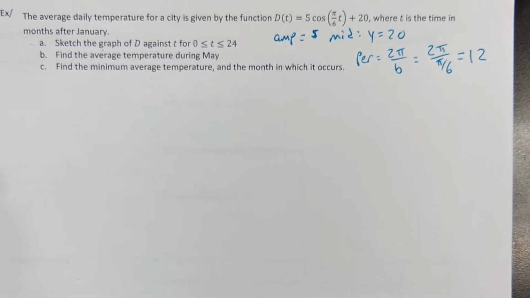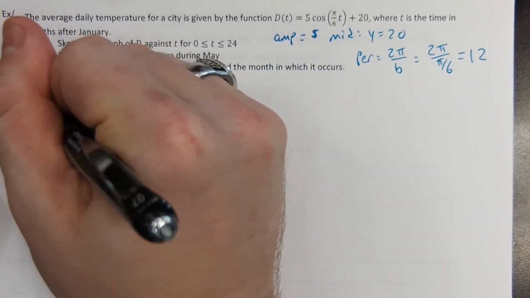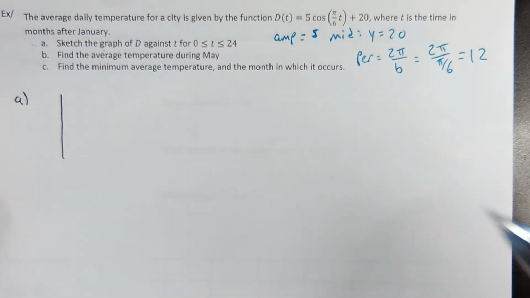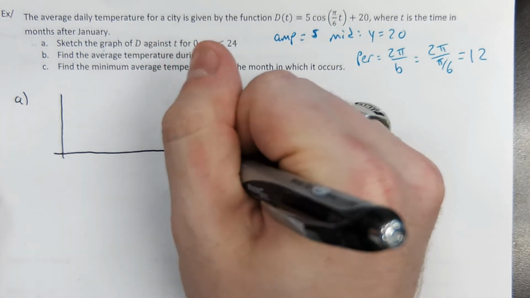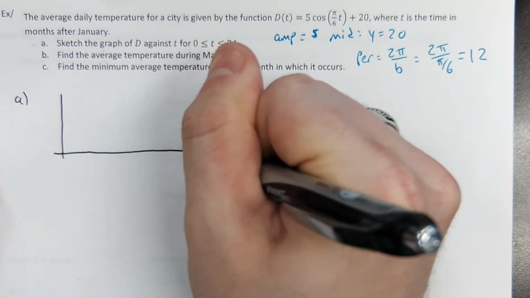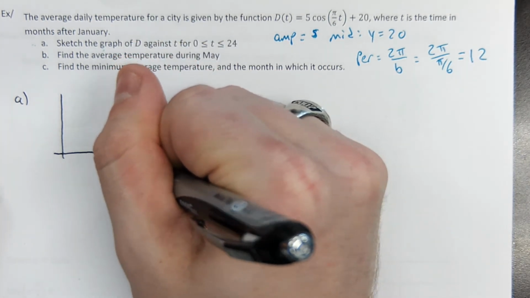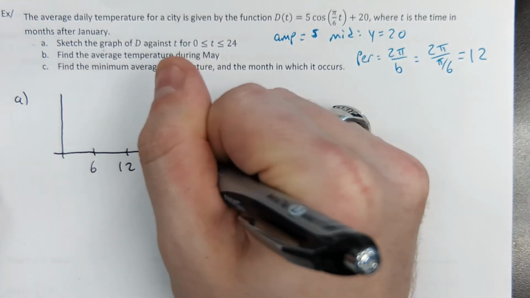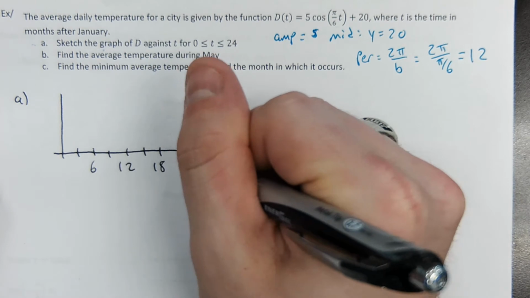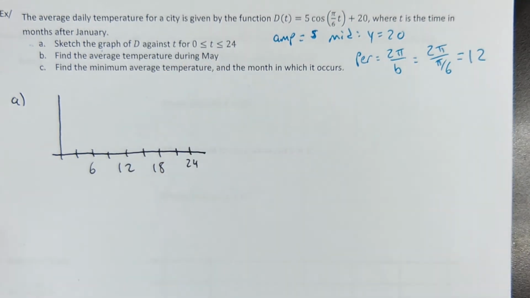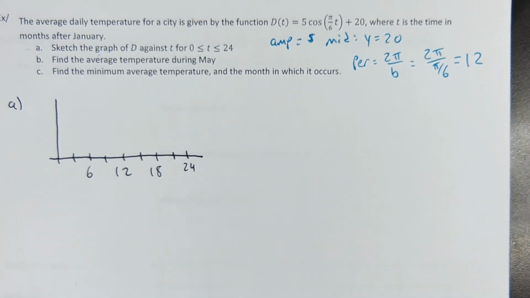Over 24 months, we have 2 period lengths. So let's say that's 24. Halfway through it is 12, then 6, 18, and then half of those is 3, 6, 9, 12, 15, 18, 21, 24. Like that.